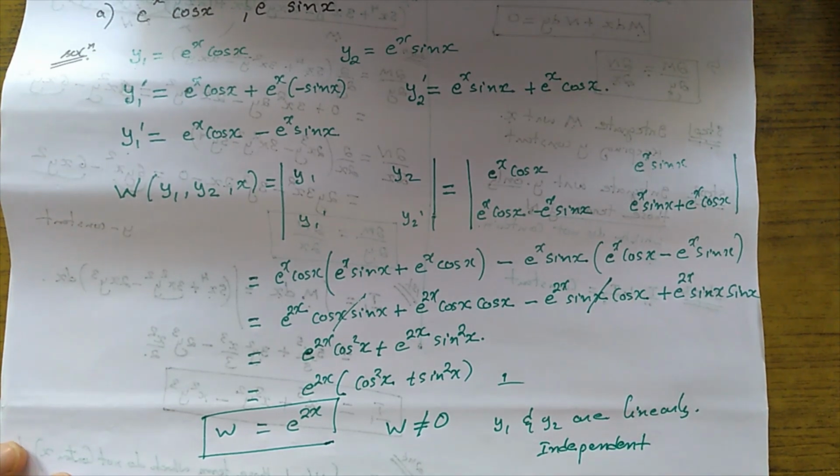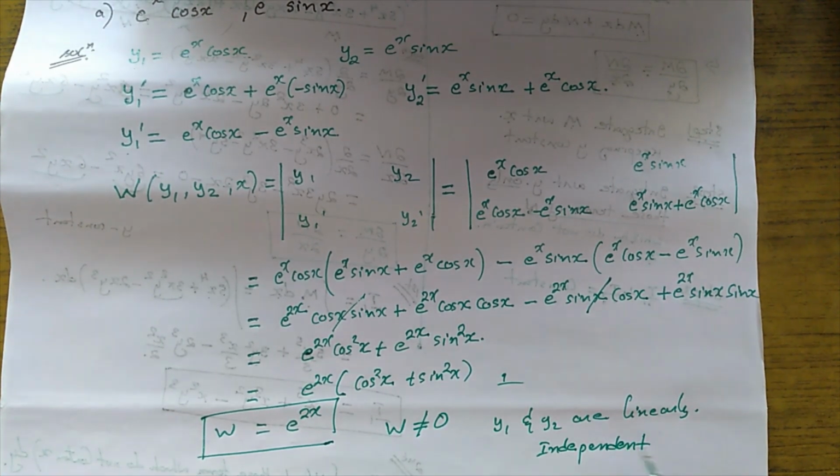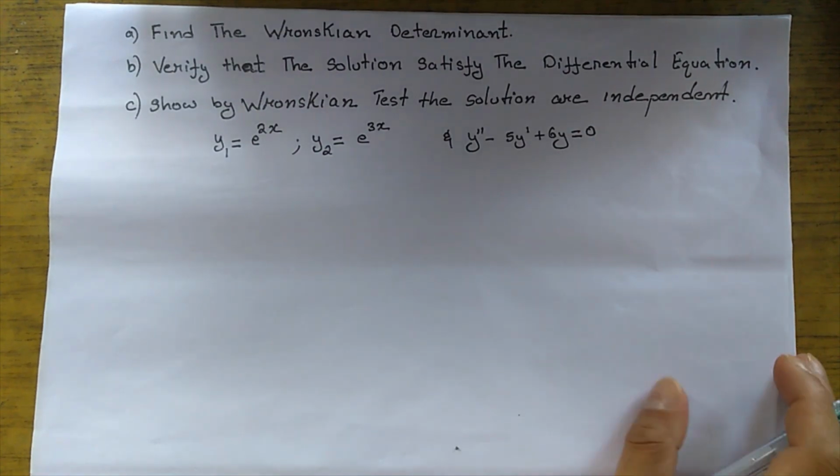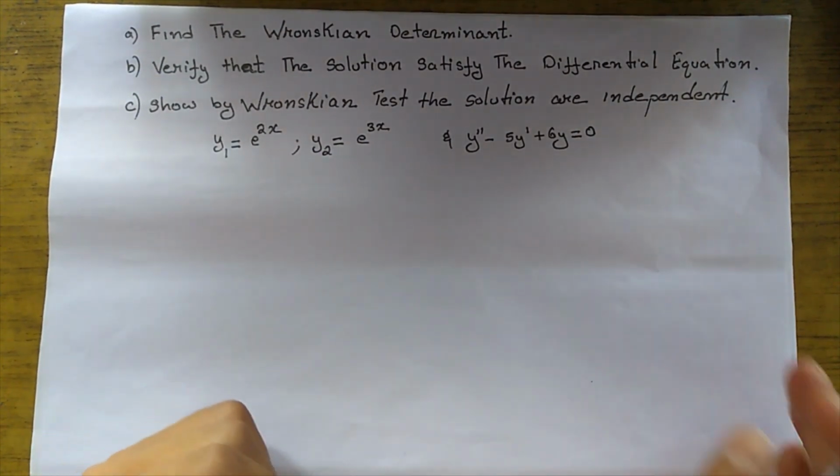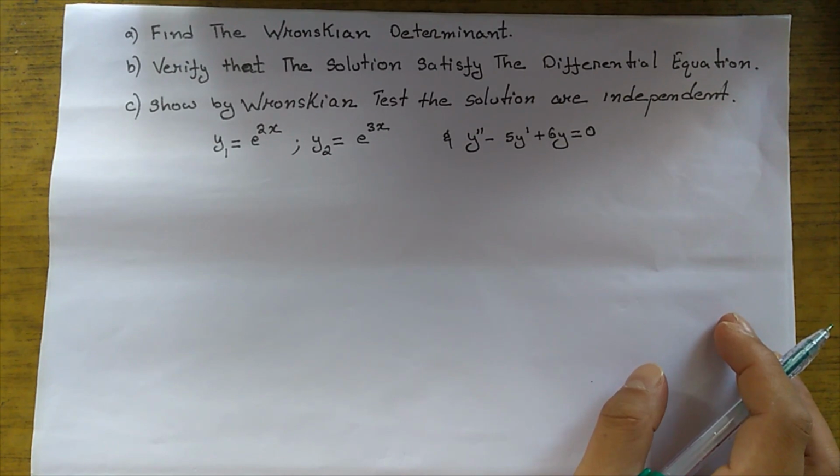So this is how we try to check the linear independence and dependence of two functions y1 and y2 by using the Wronskian method. Okay class, we are going to take another example using the Wronskian method and solve some equation.